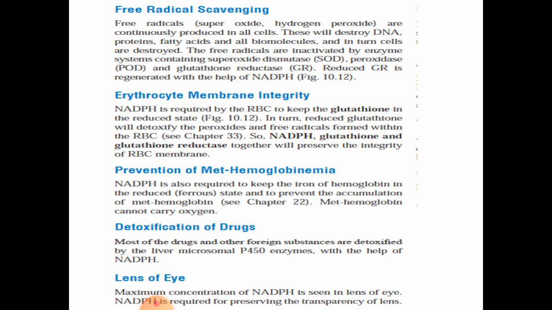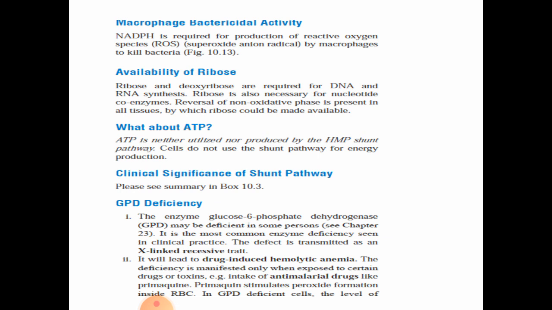Next one is detoxification of drugs. Most drugs and other foreign substances are detoxified by the liver microsomal P450, which is an NADPH-dependent enzyme. Next one is the lens of the eye. In the lens of the eye, we have a maximum concentration of NADPH, and that helps in preserving the transparency of the lens. Next one is the macrophage bacterial activity. NADPH is required for the production of reactive oxygen species and superoxide anion radicals by macrophages to kill the bacteria. Next one is availability of ribose.